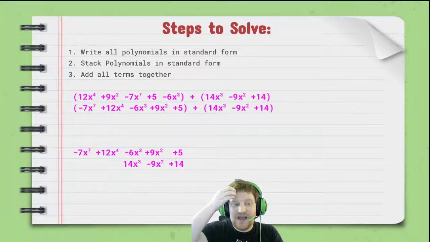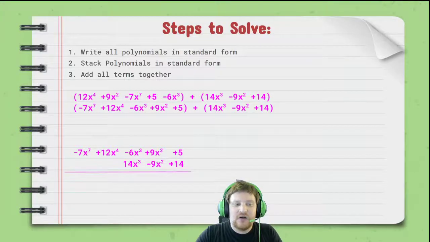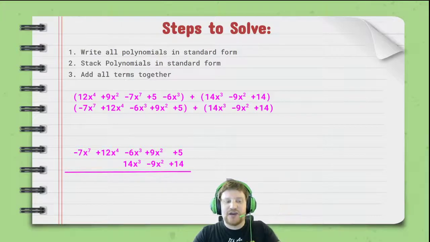So you'll notice I had an x cubed term in both and an x squared term in both, and I went ahead and stacked those on top of each other. I also had a constant term in both polynomials, so I put those on top of each other as well. Now when I add, all I have to do is add straight down.